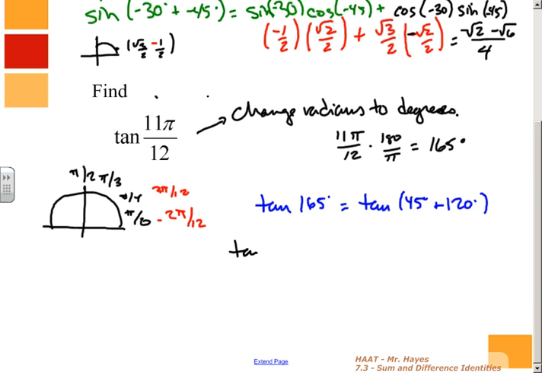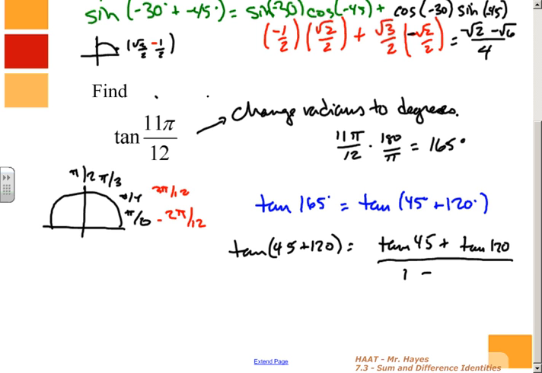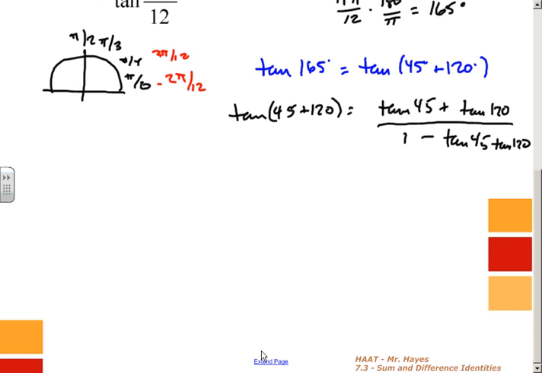So again, tangent of 45 plus 120 is going to equal the tangent of 45 plus the tangent of 120 over 1 minus the tangent of 45 times the tangent of 120. So for that, this is where things can kind of get sticky. And again, go back to the unit circle. These little boards definitely don't make them pretty.